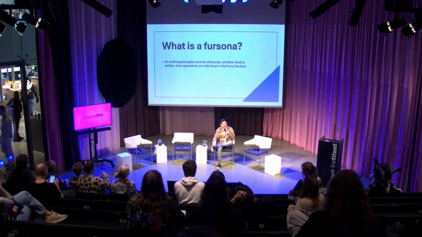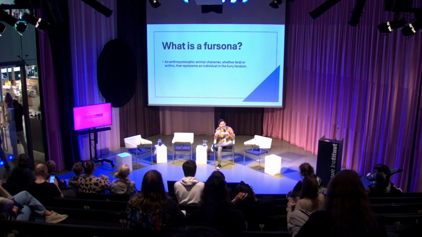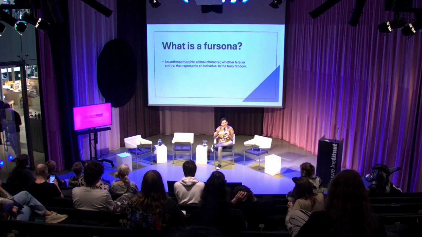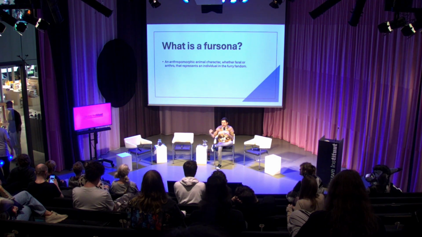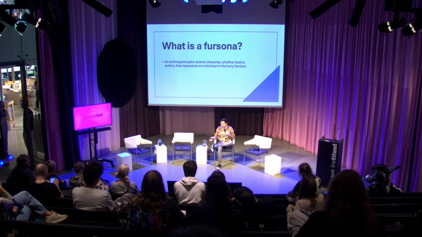The definition that I've come to is that a fursona is an anthropomorphic animal character, whether feral or anthro, that represents an individual in the furry fandom. To explain some of the words in that, anthropomorphic essentially means an animal, or essentially anything really, that's given human traits. Feral or anthro is the difference in how that's portrayed in a fursona, whether it's truer to the animal or truer to the human. That's the difference between the feral and the anthro. And representing an individual, that's pretty simple. It's meant to represent you.